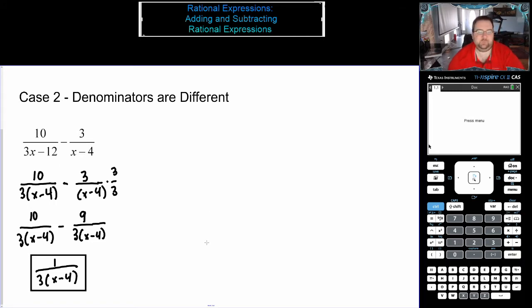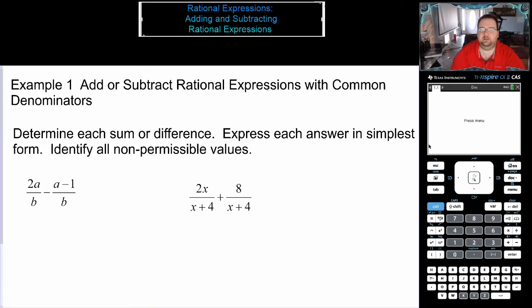So hopefully you see, just using our understandings of how to deal with rational numbers and applying them to rational expressions, you can quite easily solve these. You just need to be able to visualize what that common denominator will be if the denominators are different. Let's try another example.